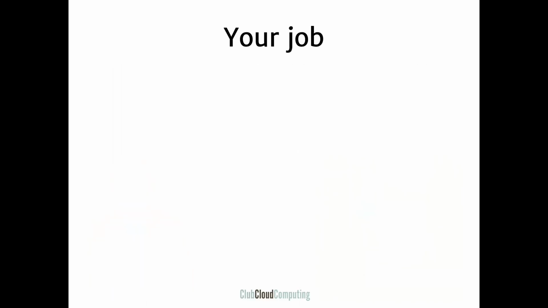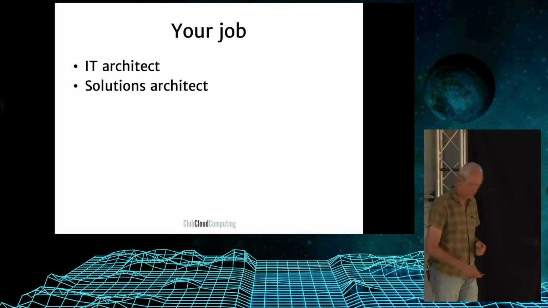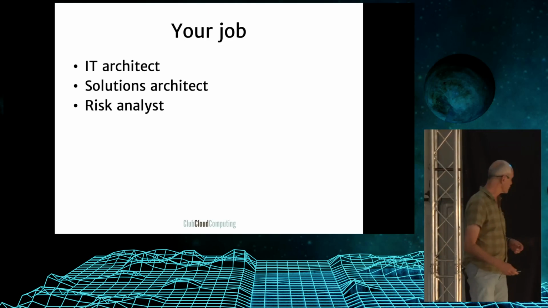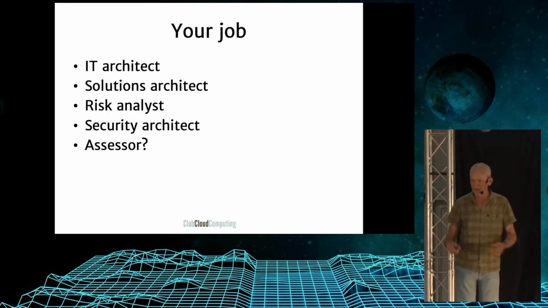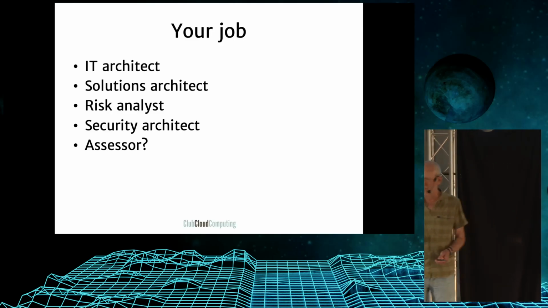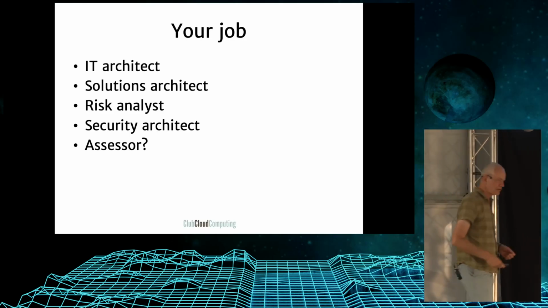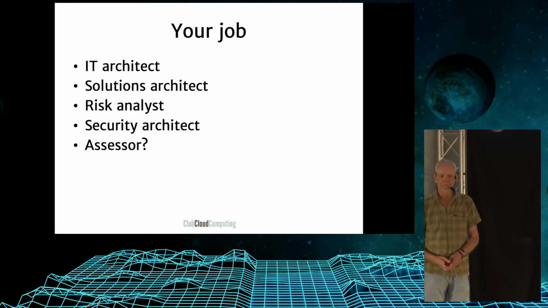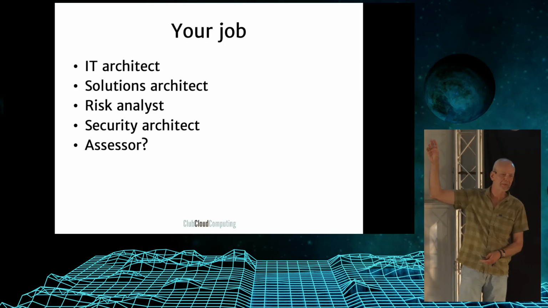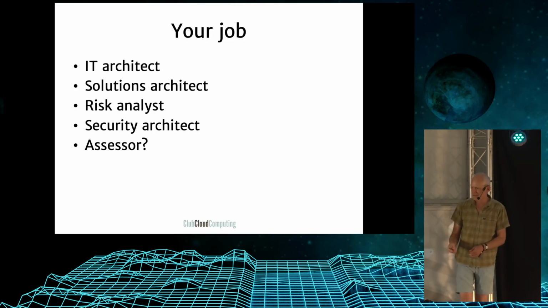So let's start with identifying who I think is in the audience, right? So you're either an IT architect, or a solutions architect, risk analyst, security architect, or assessor, or anything that remotely resembles that. So who identifies with one of them at least? So that's most of you. Do you find it easy to communicate with people who are not in those roles? Who finds it easy to communicate with people outside of these roles? Okay, that's quite a bit fewer, right?